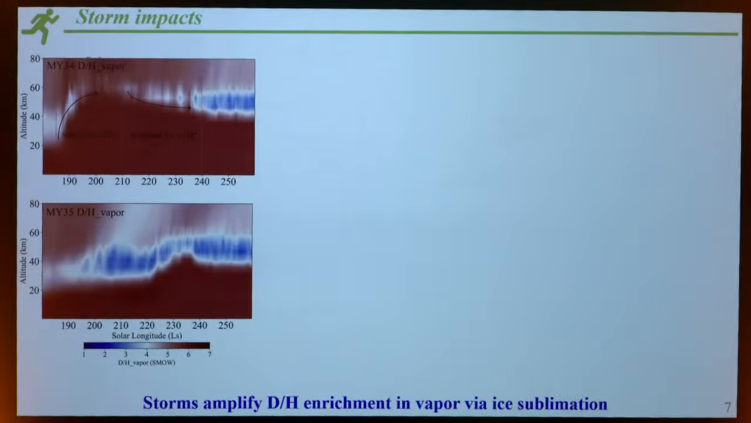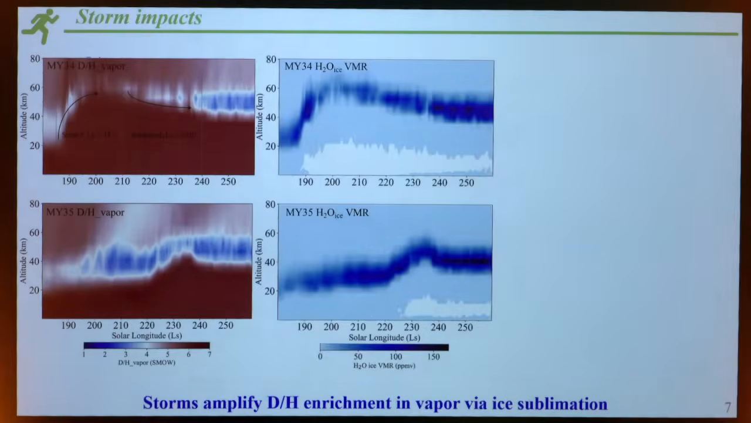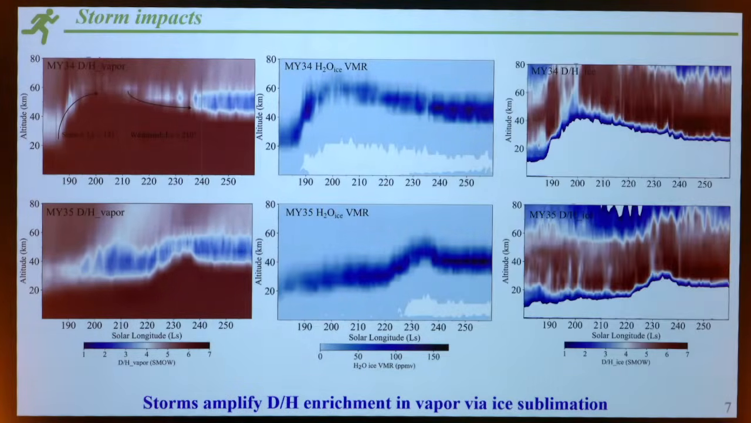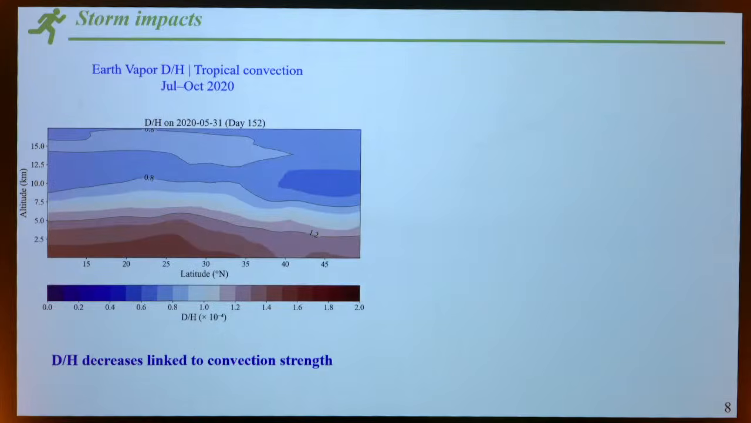In MY34, the dust storm started around Ls 185. The D2H repeatedly increased and spread to higher altitude. That's also because dust lofted the ice to higher altitude. This ice carries heavy isotope, so its sublimation results in a stronger D2H increase in the vapor. This video shows the evolution of D2H during the storm.